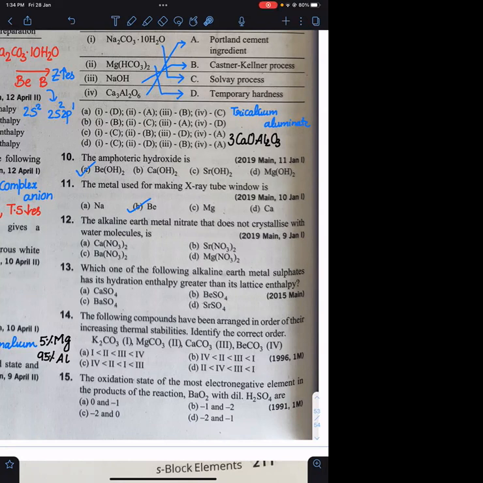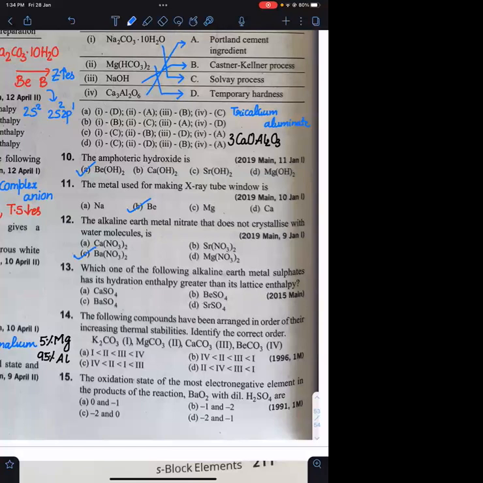Down the group, what happens to charge density? Decreases. If charge density decreases, the tendency to attract the water molecules will decrease. Among all these, which has the least tendency to attract the water molecules, or which has the least charge density? It is barium positive. Hence the answer is C. Did you understand?